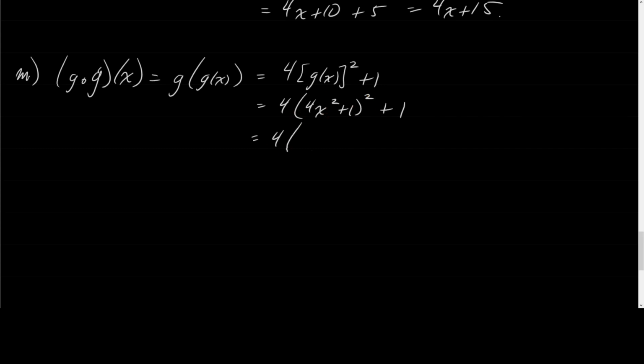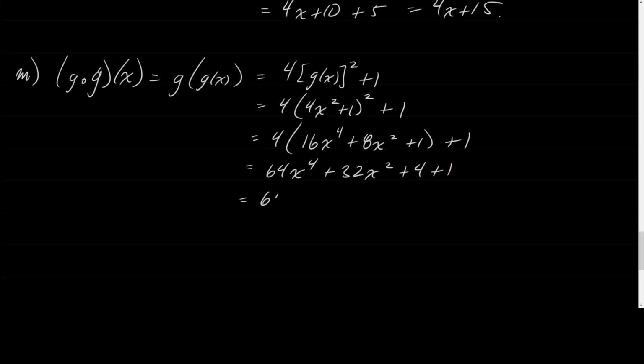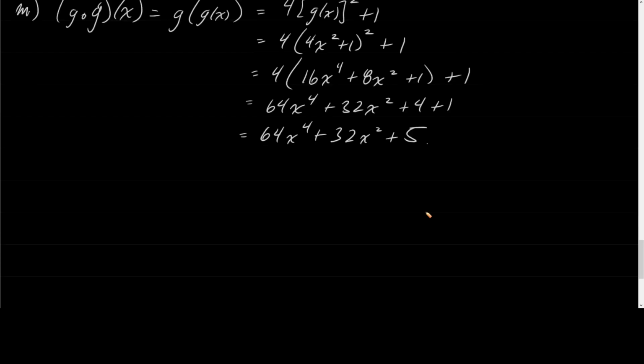Expand this, so we end up with 16x to the 4th plus 8x squared plus 1, and then that plus 1. Distribute the 4. 4 times 16 is 64, so 64x to the 4th plus 32x squared plus 4 plus 1, and finally just combine like terms. This is 64x to the 4th plus 32x squared plus 5. All right, so that would be g composed with g. So that's in general how to compose two functions with each other. Now, let's talk about how to find their domains.